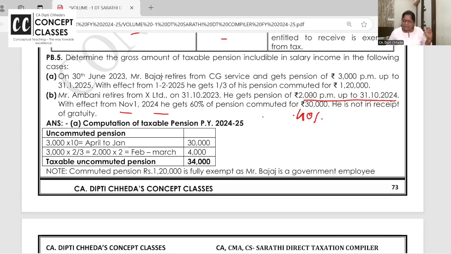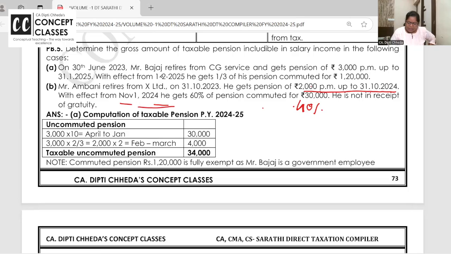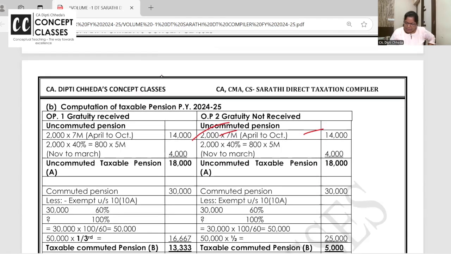No, he's saying to the company, sir, you have paid me 2,000 per month. No, 60% I want to encash. But 40% of 2,000, 800, he is receiving, na, November, December, January, February, March, 5 months. Only this much is asked in MCQ. That's why I'm taking this example. Beautiful comparative way I have given here.